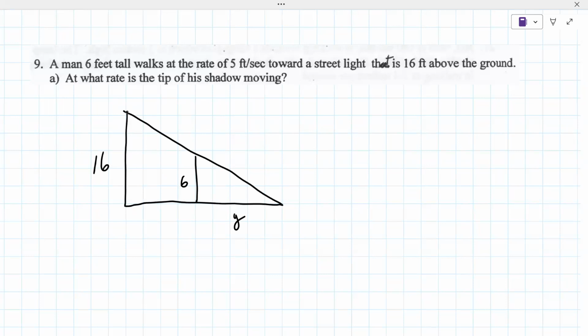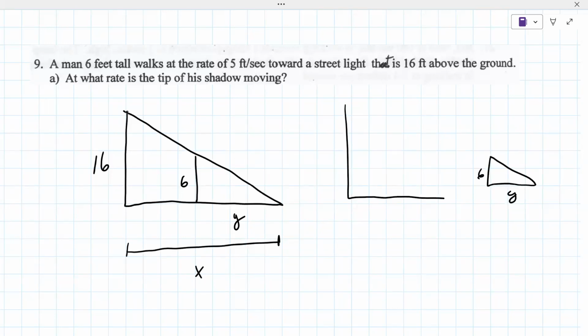And so does, and there's also this length here, which is called x. So it's really two triangles again. It's the 6 and the y, and the 16 and the x.